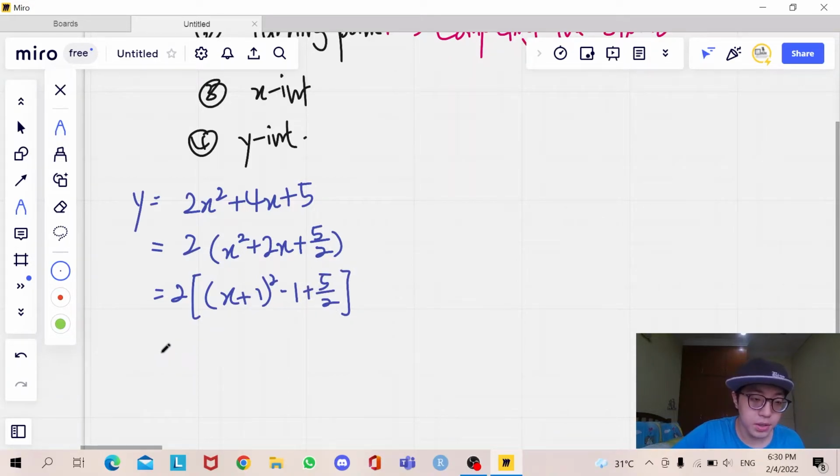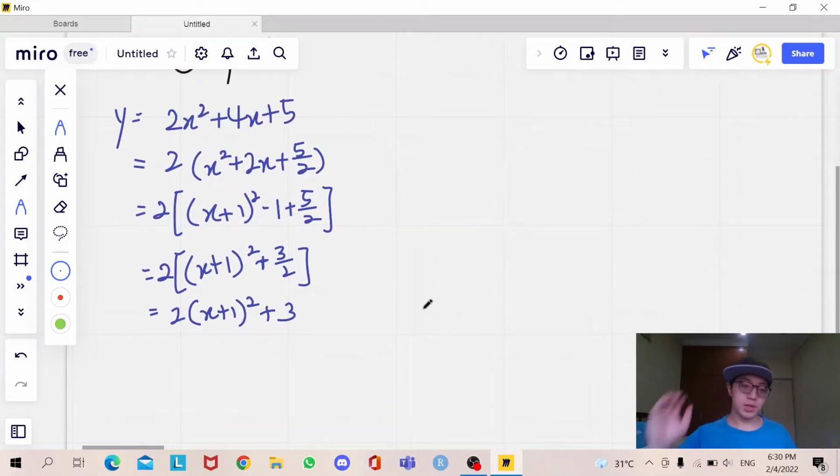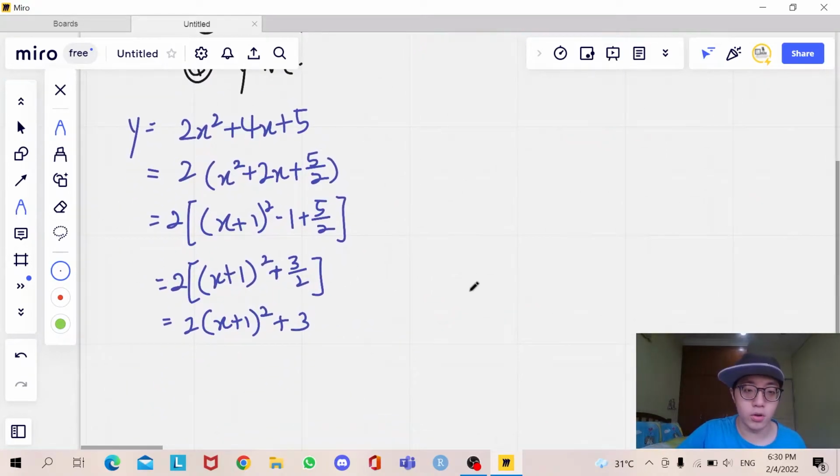Okay, so from here we can further continue. It's 2 bracket x plus 1 squared plus 3 over 2. All right, simple. And then lastly we will expand this in, so it's equal to 2 bracket x plus 1 squared plus 3. All right, so you might ask, how are we going to look for the turning point here?